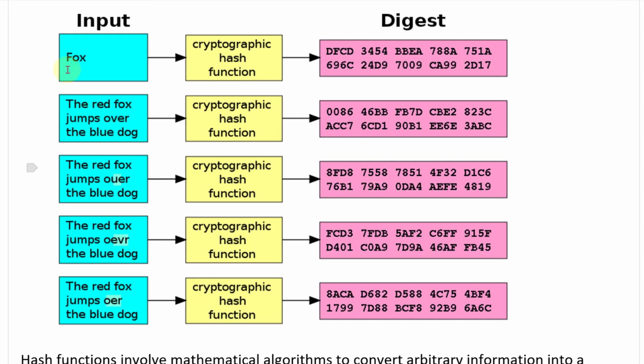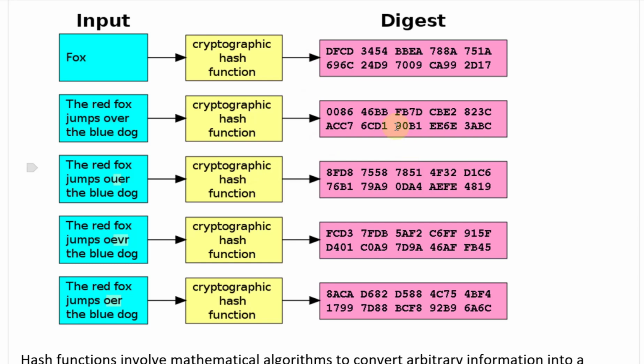And likewise, if you add something else here, we'll have another seemingly random string of digits like that. So the red fox jumps over the blue dog. And if you just change one character for this, for example, change over to a U, it's completely different.